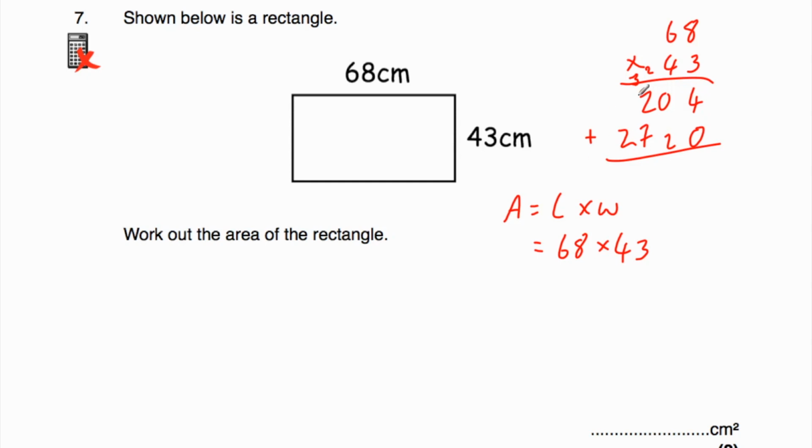So now we just need to add them together. 4 plus 0 is 4. 0 plus 2 is 2. 2 plus 7 is 9, and then 2. So the answer would be 2,924. So the answer is 2,924 centimetres squared, and we'll just write that in the answer box.